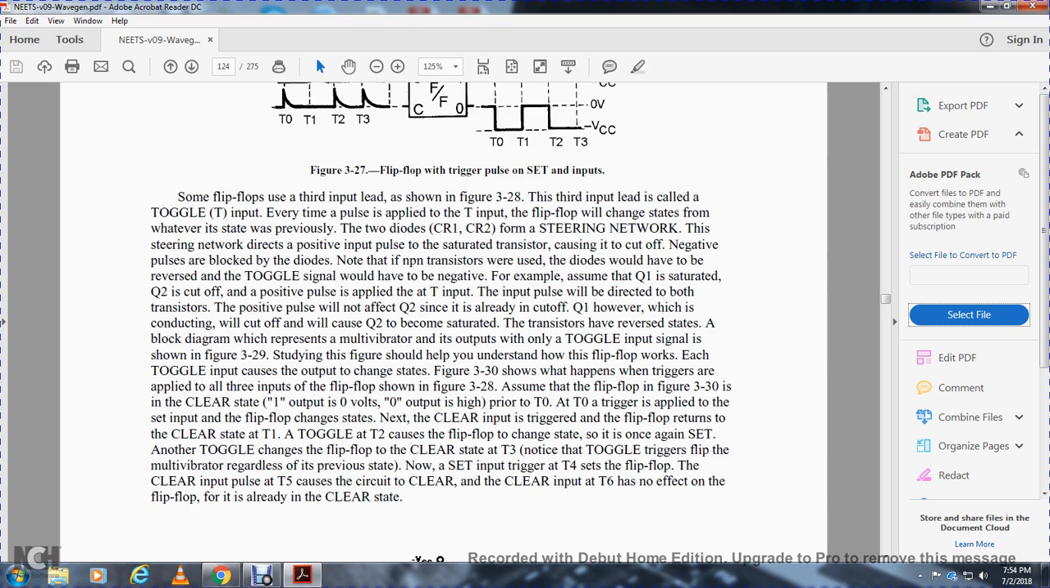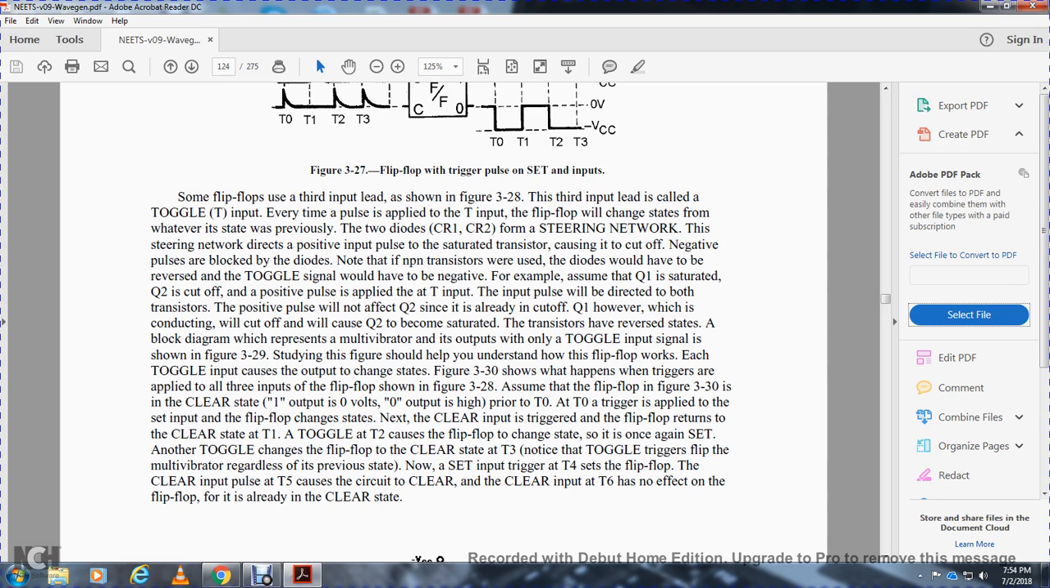The steering network directs the pulse to the saturated transistor, cutting it off. Notice that if NPN transistors were used, the diodes would have to be reversed if the toggle signal were negative. For example, assuming transistor 1 is saturated and transistor 2 is cut off, a positive pulse is applied to the T input. The pulse is directed to both transistors, but it will not affect transistor 2 since it is already cut off. On transistor 1, however, the conduction will be cut off, causing transistor 2 to become saturated. The transistors have reversed state, as in the block diagram representing the multivibrator output shown with the toggle input signal in figure 329.